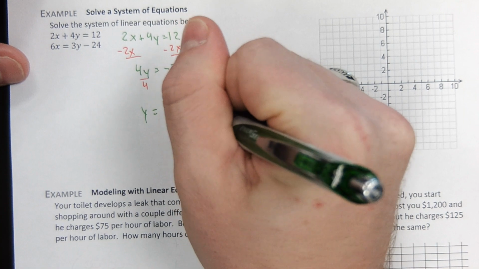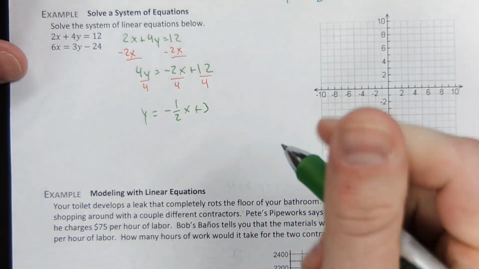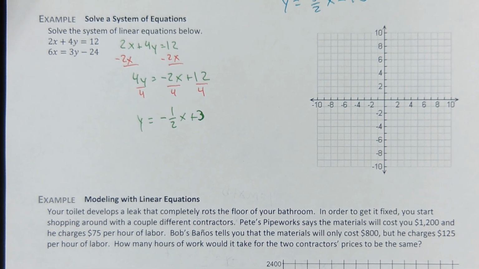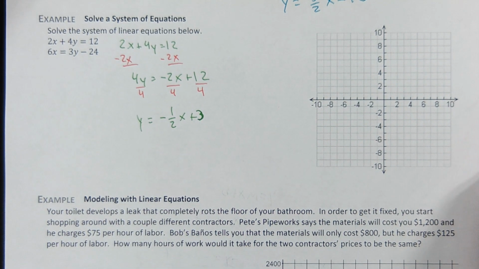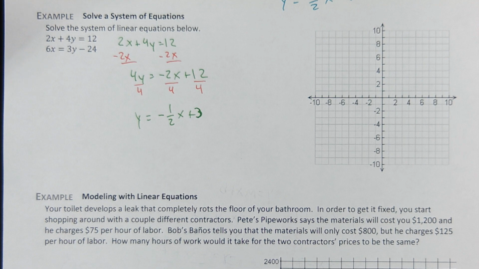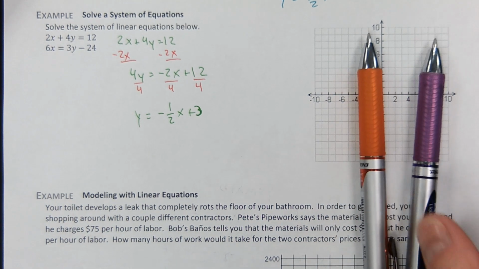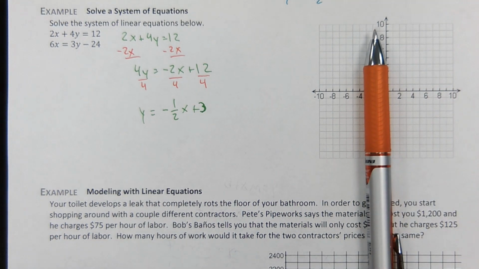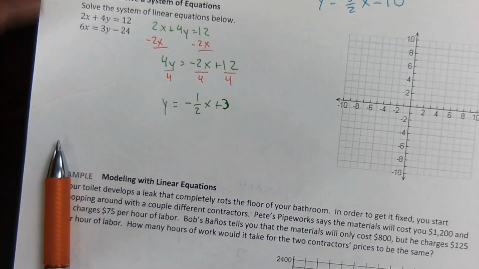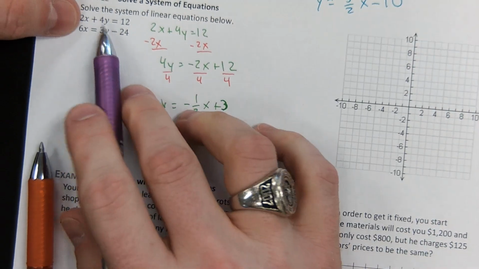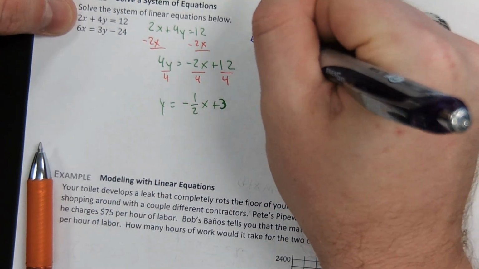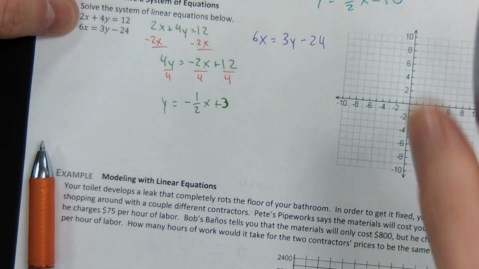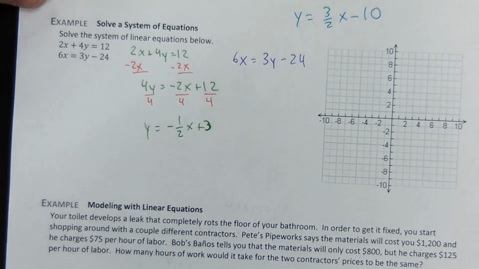Y equals -1/2 x plus 3, because once again we do want to reduce our fractions for our slope. Then the other, now I'm using orange. This is purple though. Oh, okay. So this time my y's are on the right side. So what? No big deal. You're just trying to get the y's alone.